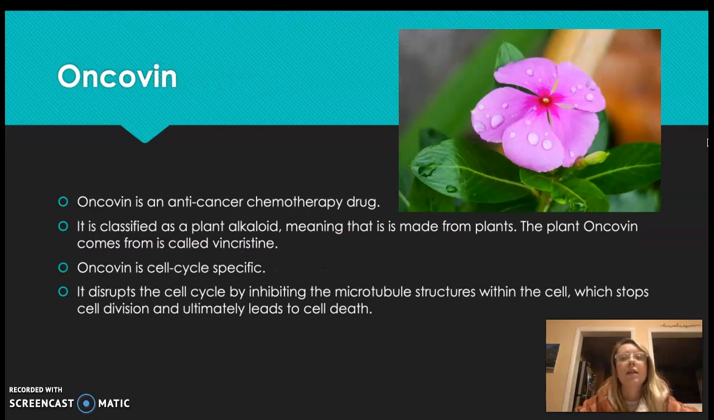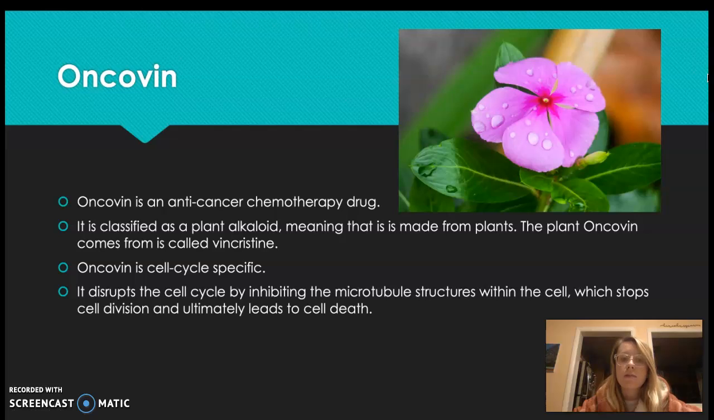Now, oncovin is one of these chemotherapy drugs. It's classified as a plant alkaloid, which means that it is made from plants. The plant oncovin comes from is called vincristine, which I have a pretty flower here, vincristine.